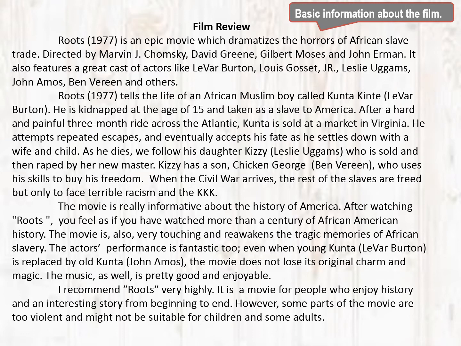As he dies, we follow his daughter Kizzy, Leslie Uggams, who is sold and then raped by her new master. Kizzy has a son, Chicken George, Ben Vereen, who uses his skills to buy his freedom. When the Civil War arrives, the rest of the slaves are freed, but only to face terrible racism and the Ku Klux Klan. So, what do you notice here?